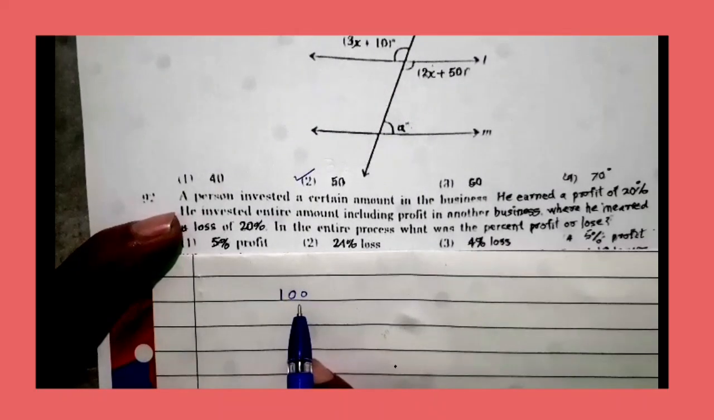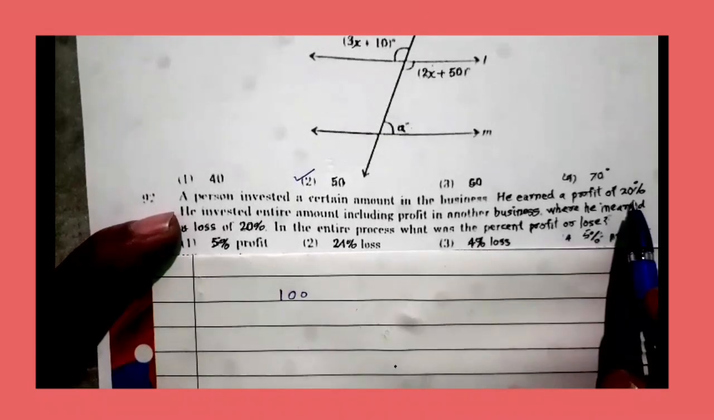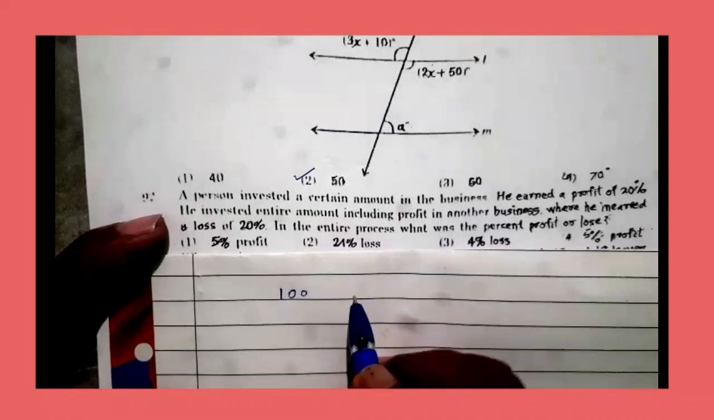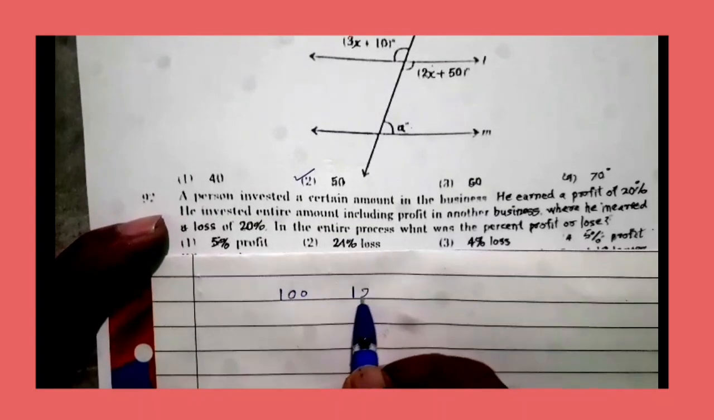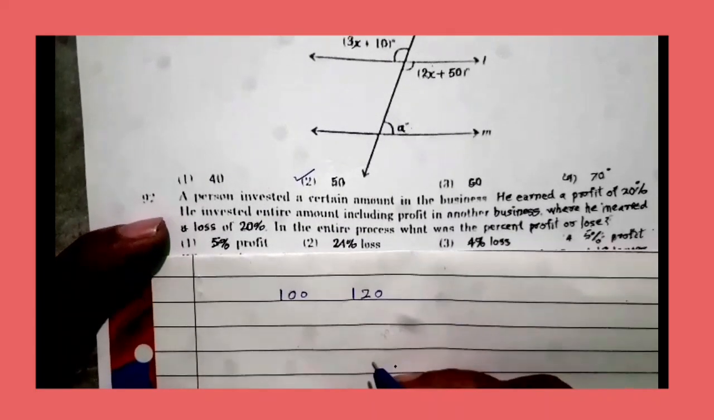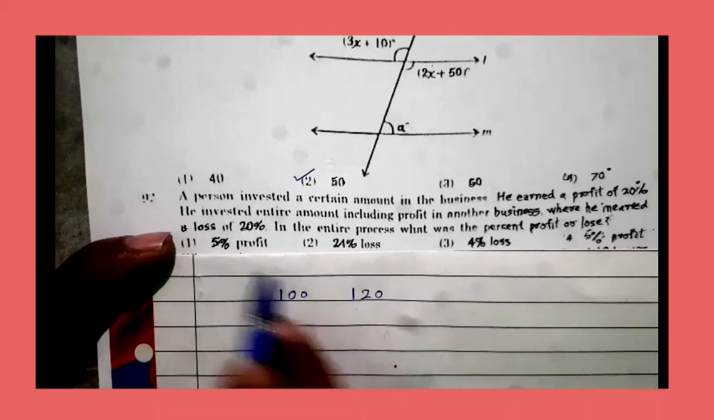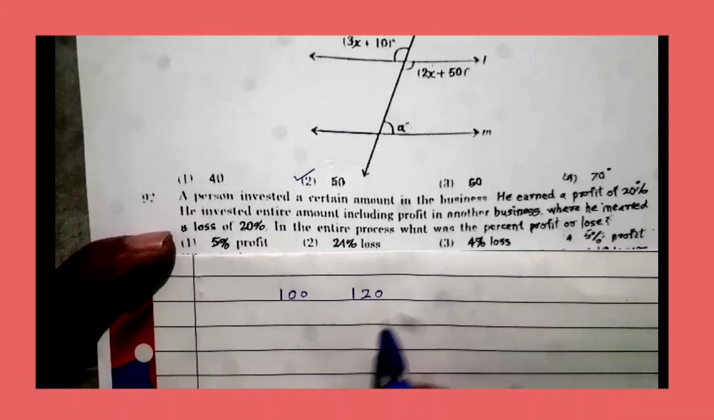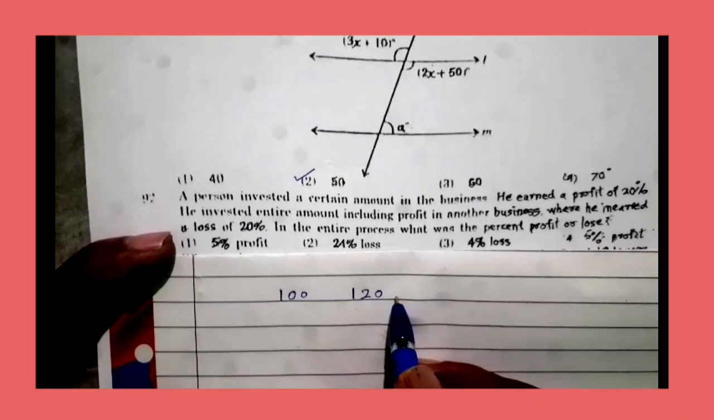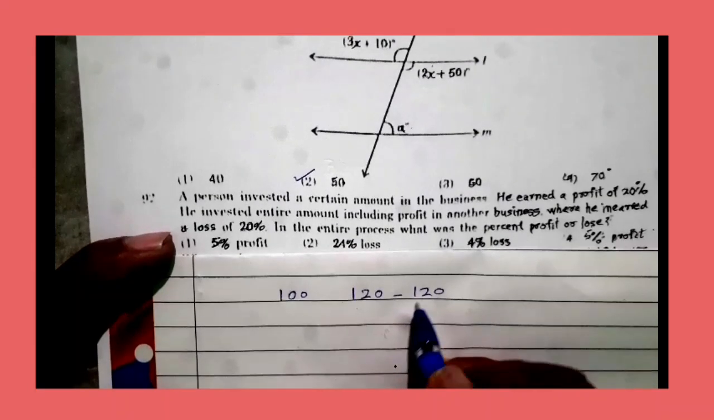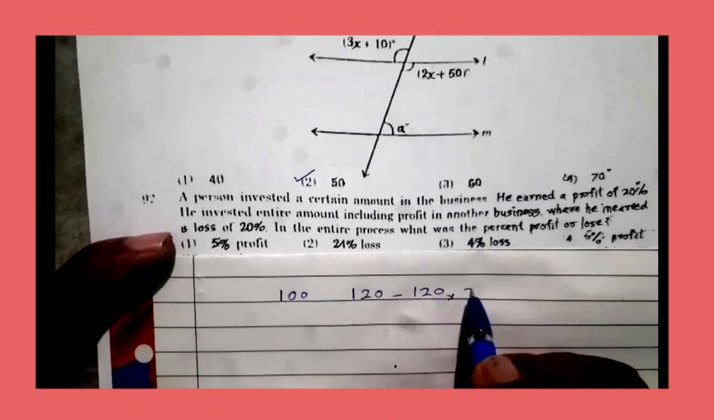Suppose a person invests an amount of 100 rupees. With 20% profit, that is 120 rupees, and this amount in another business he lost 20%, that is 120 times 20%.